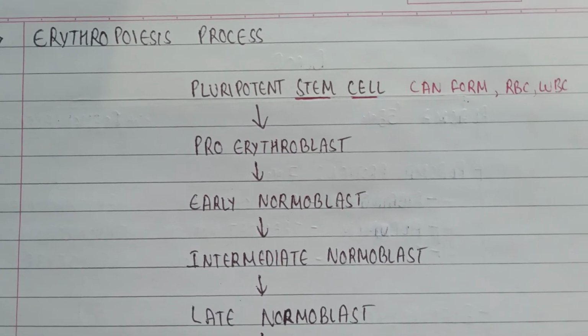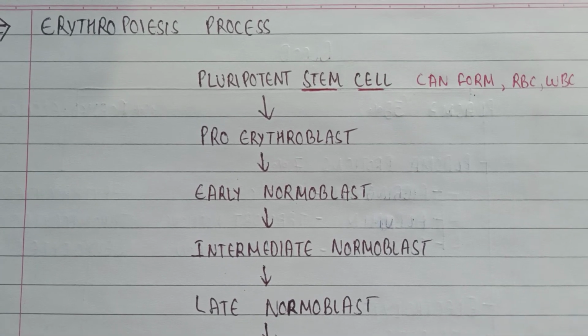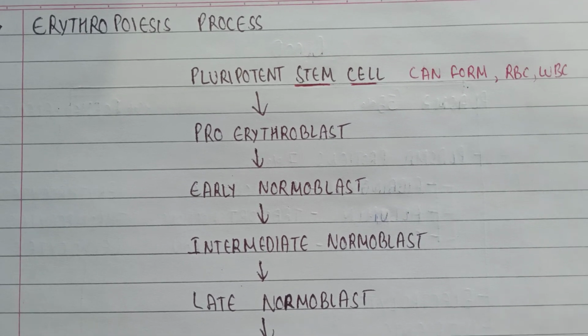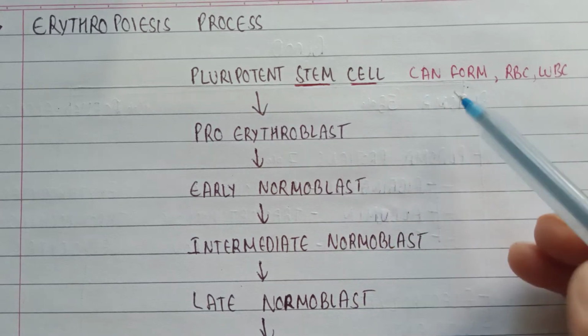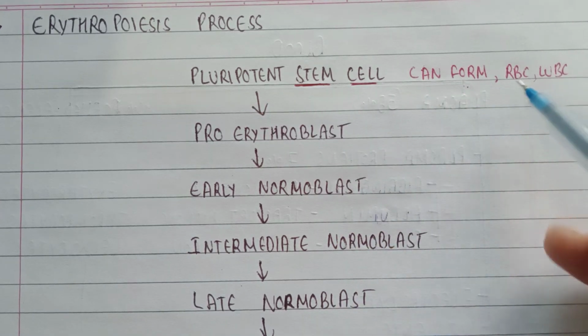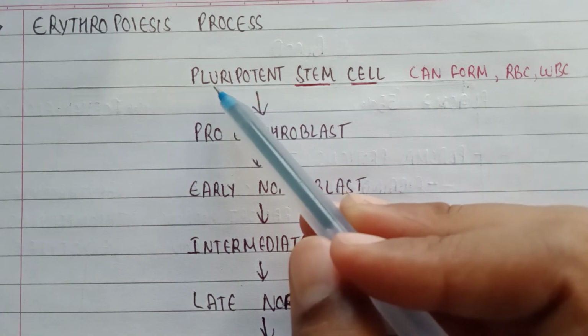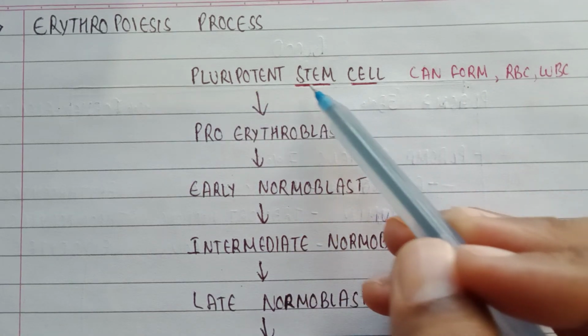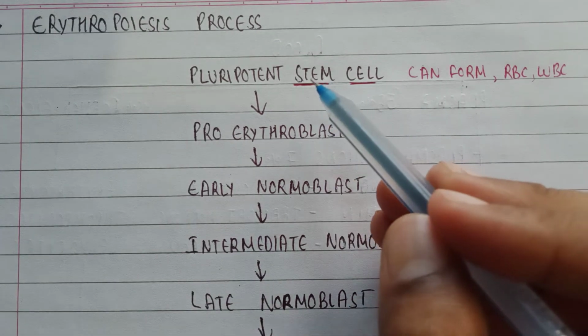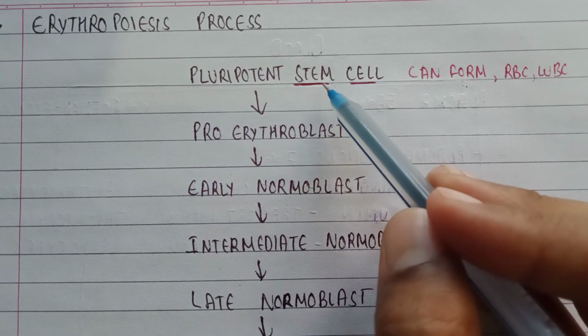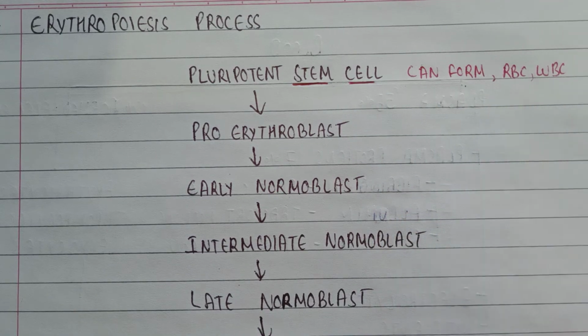in the erythropoiesis process, the RBCs are produced from a single cell. There is a single cell which produces RBC or WBC. The cell is known as the pluripotent stem cell. The stem cell, as the name suggests, can give rise to any cell. The pluripotent stem cell can form RBC or WBC.